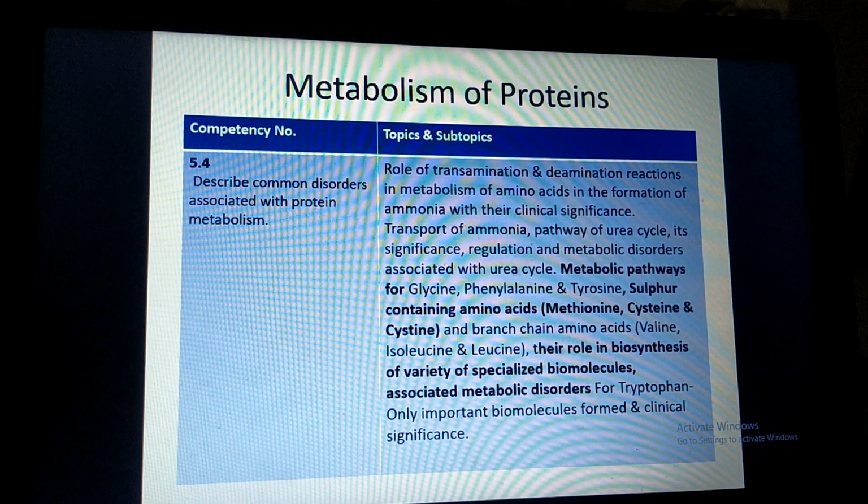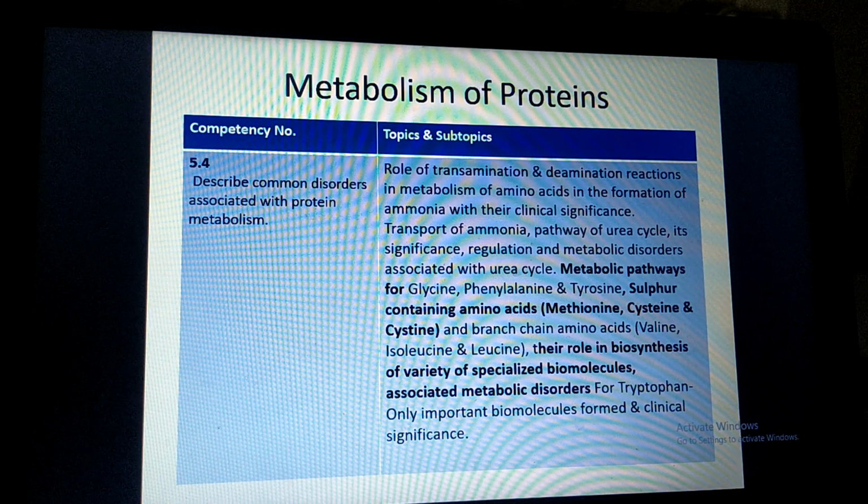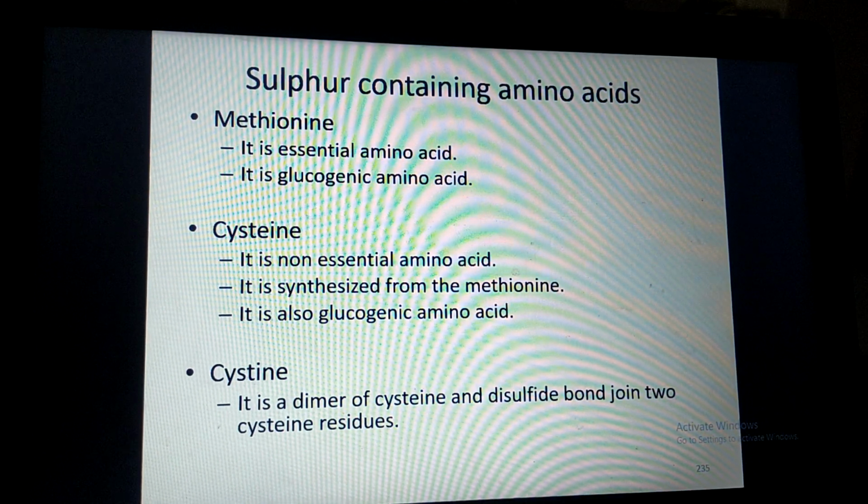Good morning, students. We will continue the topic protein metabolism, competency number 5.4. So today's subtopic is metabolic pathways of sulfur containing amino acids like methionine, cysteine and cystine. At the same time, we are also studying their role in biosynthesis of various specialized biomolecules and metabolic disorders associated with these amino acids. First, methionine, it is an essential amino acid.